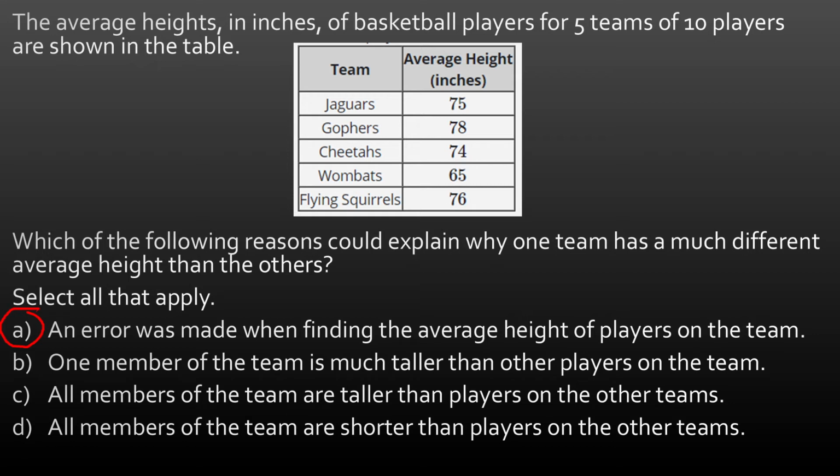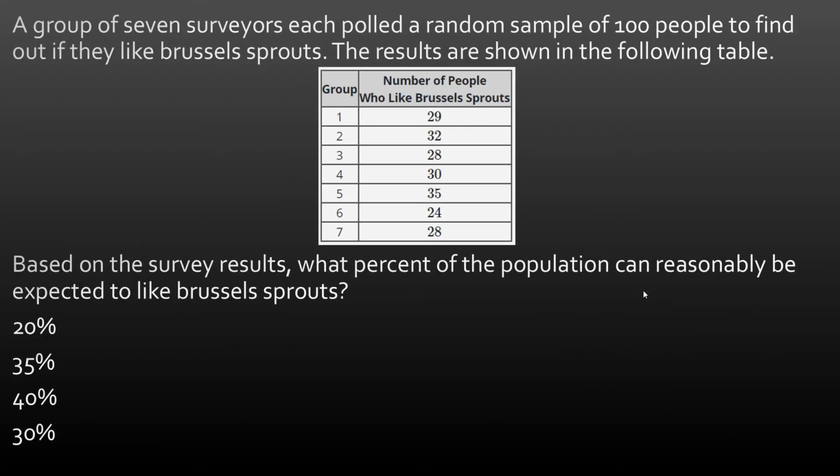The next one says one member of the team is much taller than the other players on the team. One member being much taller won't cause that big of a difference. The next one says all members of the team are taller than other players. Well, the one that's much different is obviously shorter because it's a smaller number, so they're not all taller. However, they could be all shorter than other players. That is one thing that could very well be happening here.